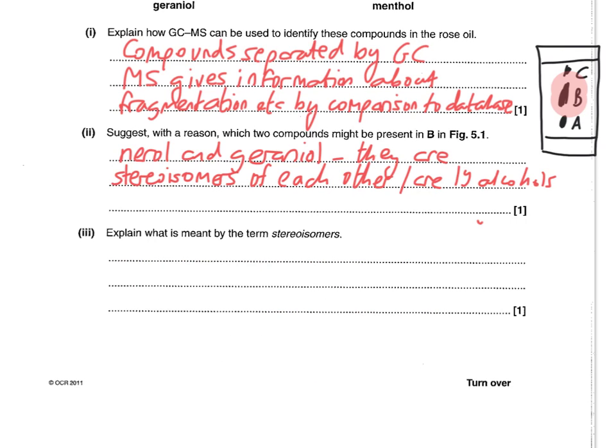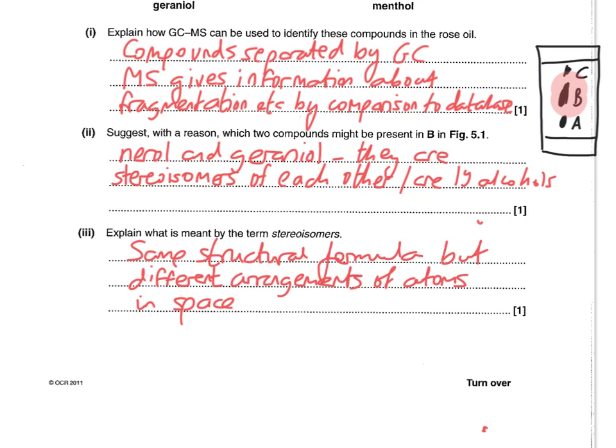So the next part asks us to explain what's meant by the term stereoisomerism or stereoisomers. So stereoisomerism or stereoisomers means the same structural formula but different arrangements of atoms in space. Both of those points are required to get the single mark.